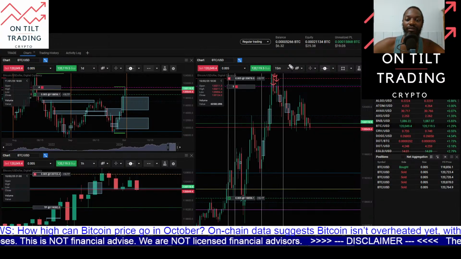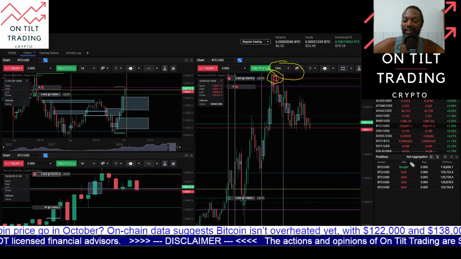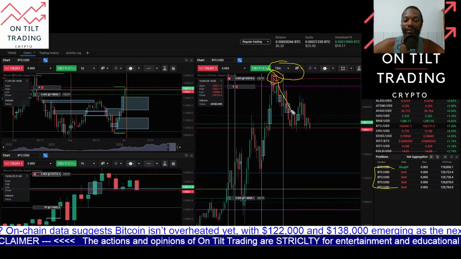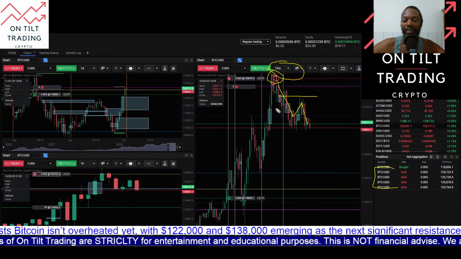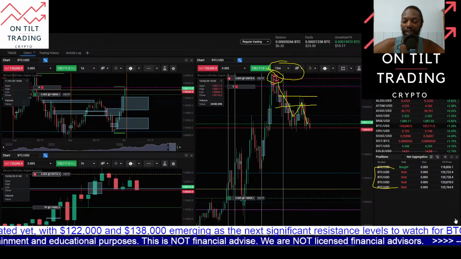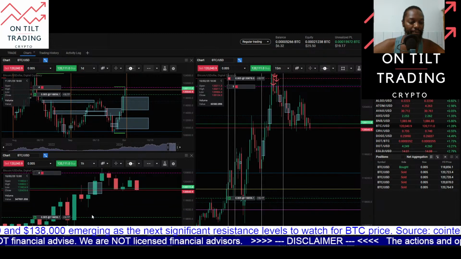Then if we come over here to the 15-minute, you can see I take a series of trades in the afternoon that deliver to the sell side here, getting pulled back, this being the mitigation block area here.